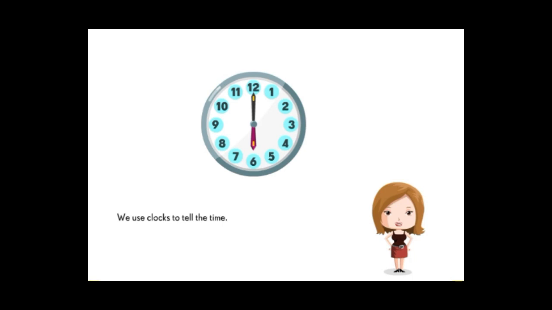This is a clock. We use a clock to tell the time. There are 12 numbers on the back of the clock. These are the hands of the clock. The long hand is the minute hand, while the short hand is the hour hand.